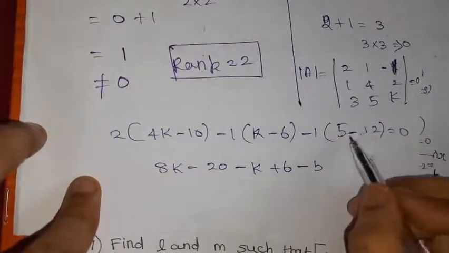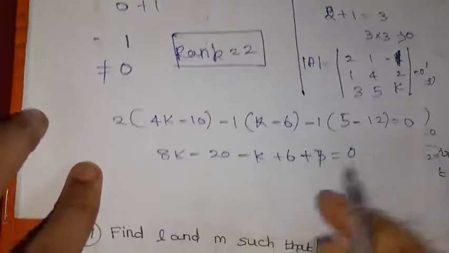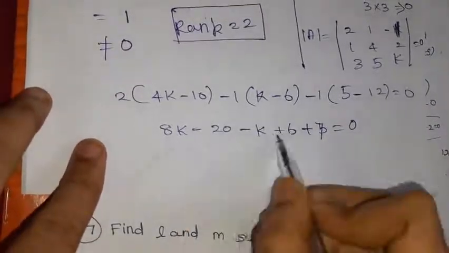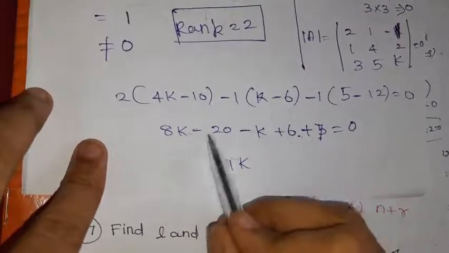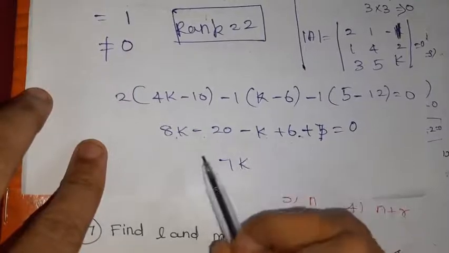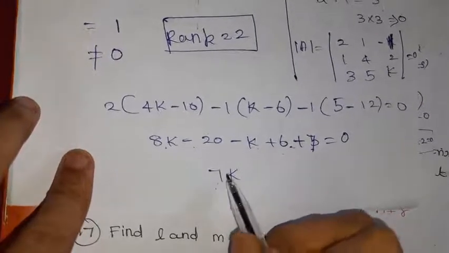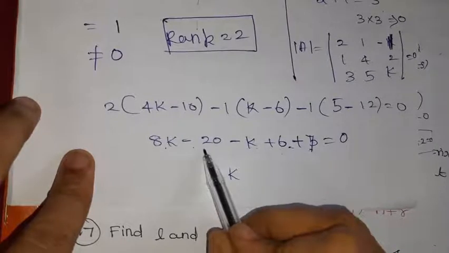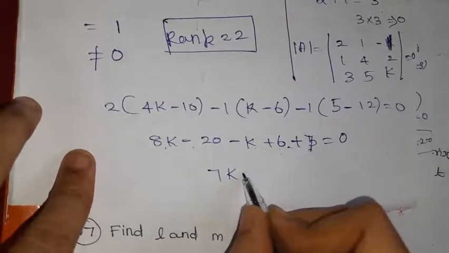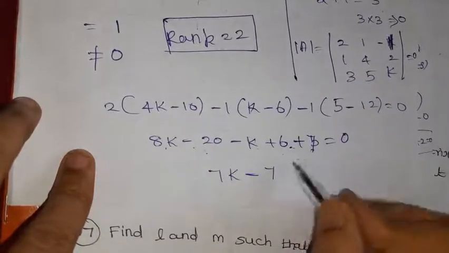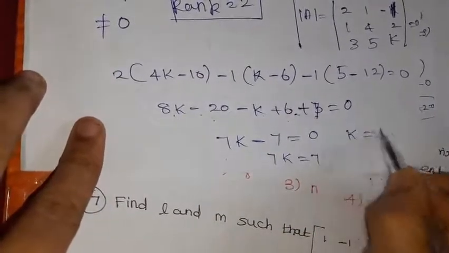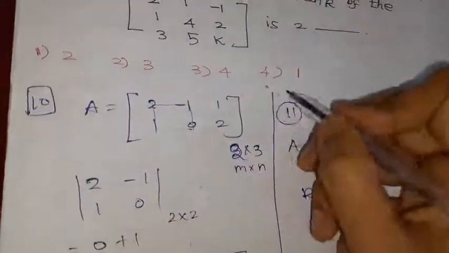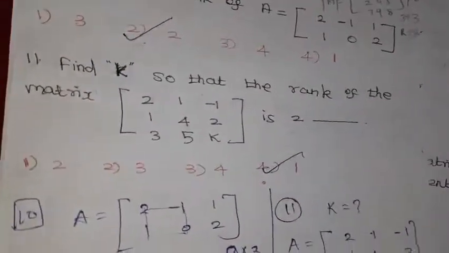5 minus 12, what is that? Minus 7, here plus 7. So this gives 8K minus K, which is 7K, and minus 20 plus 6 plus 7, which is minus 7. So 7K minus 7 equal to 0, so 7K equal to 7. So obviously K equals 1. The K value is 1. So option 4, 1 is the right answer for this problem.